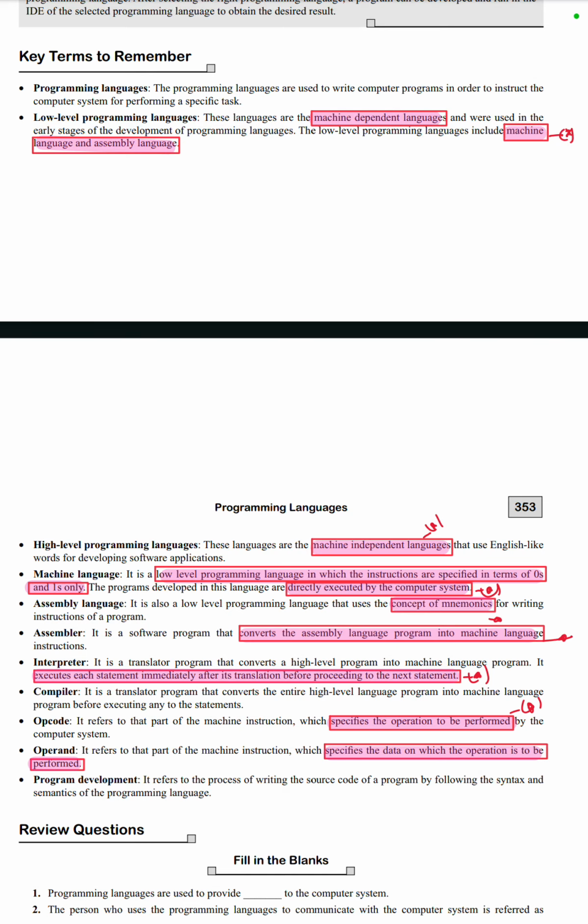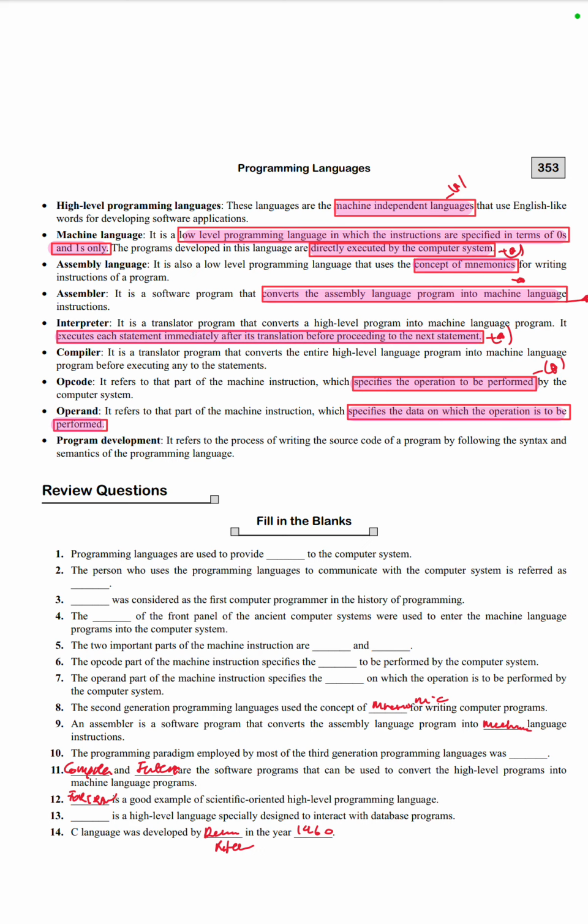An interpreter executes each statement immediately after its translation. Opcode specifies the operation to be performed, and operand specifies the data on which the operation is to be performed. The second generation programming languages used the concept of mnemonics for writing computer programs. An assembler is a software program that converts the assembly language program into machine language instructions.